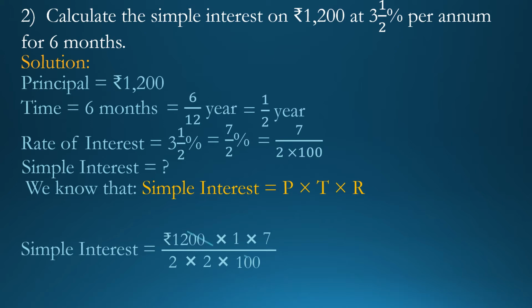Now simplify. Cut 2 0 by 2 0. See, 2 and 12 both are divisible by the same digit 2. So divide. 2 1s are 2 and 2 6s are 12. Again, 2 and 6 both are divisible by the same digit 2. So divide. 2 1s are 2 and 2 3s are 6. Now it cannot be further divisible. So do the multiplication. 7 3s are 21. So we get rupees 21. So simple interest is equal to rupees 21.